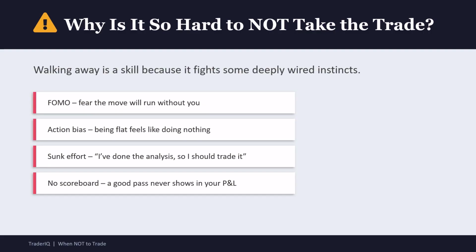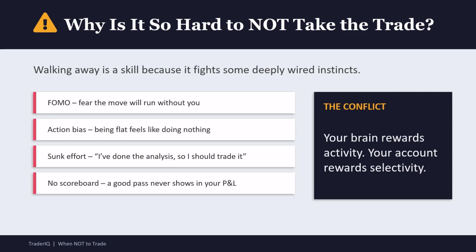And of course, there's no scoreboard. We don't get a figure in our profit and loss column if we don't trade. I remember in my early days of trading, I adopted the approach that every dollar had to be working in the market all of the time. And I donated to the market regularly because of that particular attitude. It took a long time to unwire that particular habit.